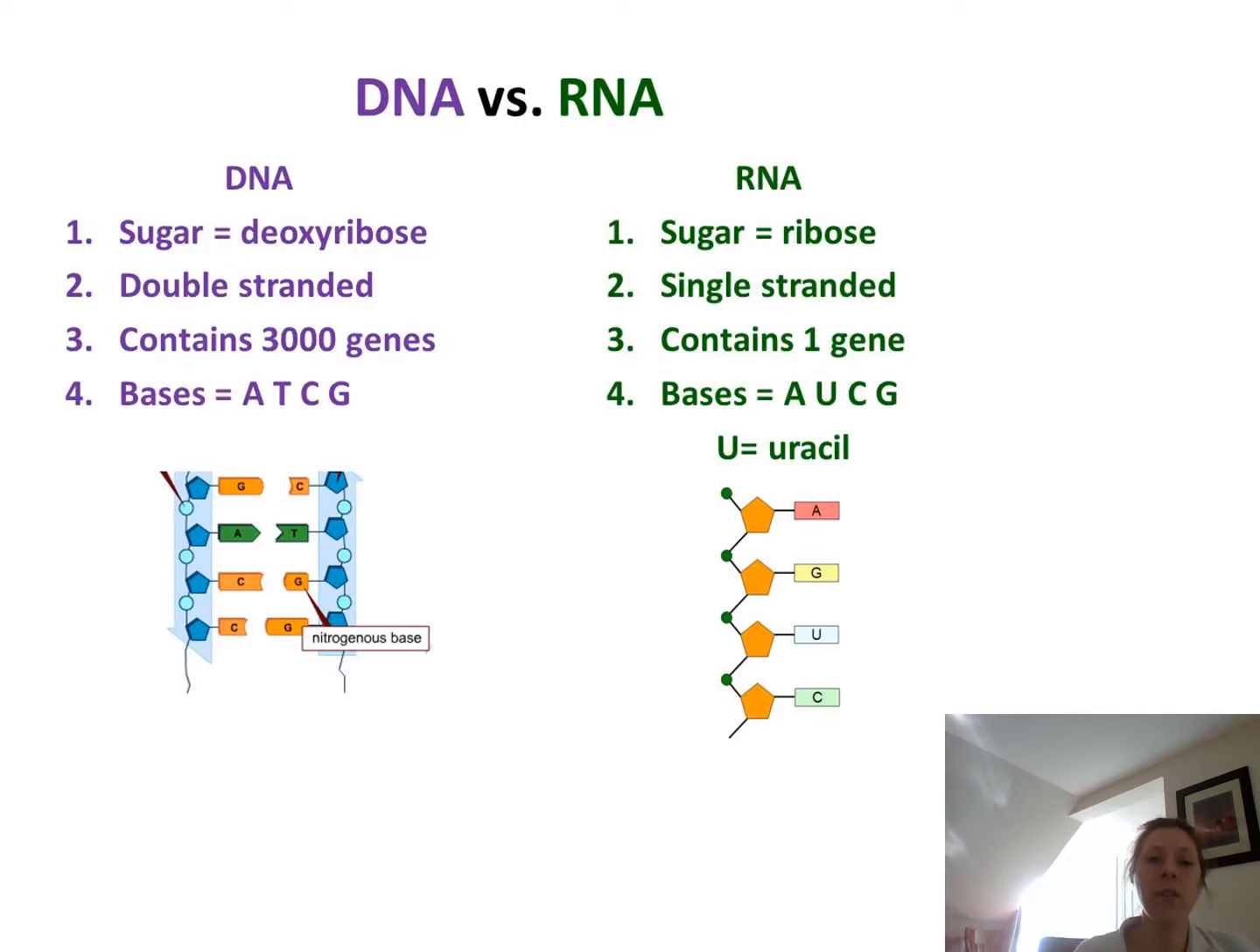All right, DNA versus RNA. What are some of these big differences? So the sugar was one of the differences that we mentioned, that DNA is double-stranded and RNA is single-stranded. RNA is only coding for a single gene, whereas DNA has thousands of genes in this one strand of DNA. Some of the bases are the same. We use A, G, and C in both universally. However, the big difference in DNA versus RNA is that DNA uses thymine and RNA uses uracil.